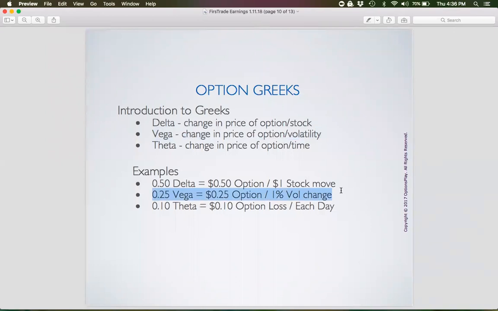So that may cause a very large percentage of your option premium or option value to decay right after earnings. So it's important to understand how much decay is there. And that's what Vega will teach you.